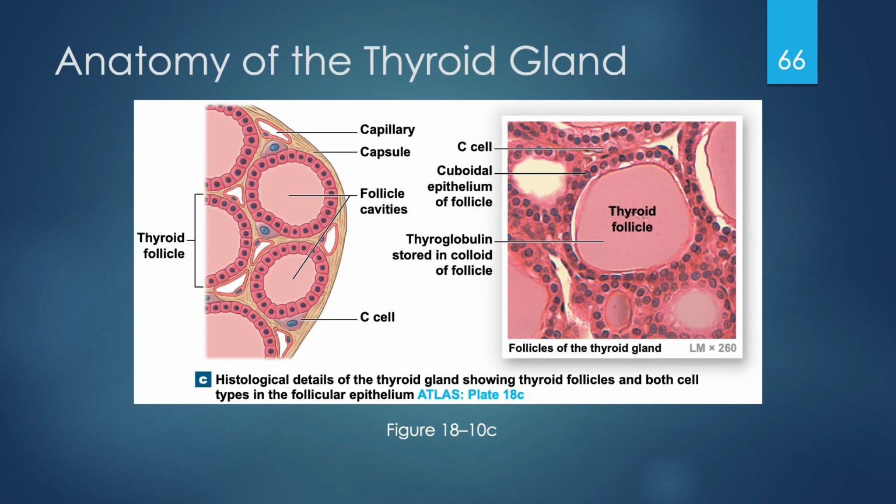Here's another image of the thyroid gland showing you the anatomy, both in terms of a schematic on the left and light microscopy on the right. On the left you can see the schematic showing the follicular cavities containing colloid, and then all of those little cuboidal epithelium cells lining the colloid. Off to the side of the cuboidal epithelium, you're going to see these little cells called C cells. And these are called C cells because they are in fact clear.